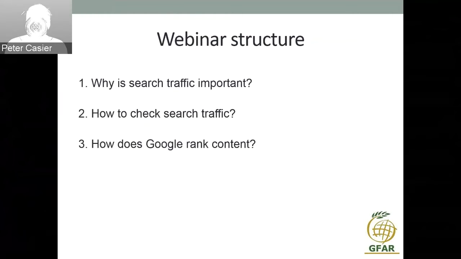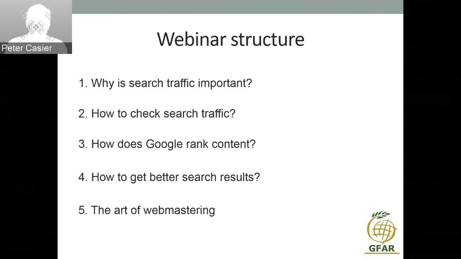And then to understand how to do search engine optimization, we need to understand how Google ranks, finds, and interprets content on your website. Based on that, knowing how Google interprets our content, then we can look at how to get better search results. How do we tweak our website, our pages, or our blogs to get better search results? And then the last short chapter is about what I would call the art of webmastering. When we have all of the search results, what can we do to convert those incidental search visitors into returning visitors? We go to the next slide, Charles.